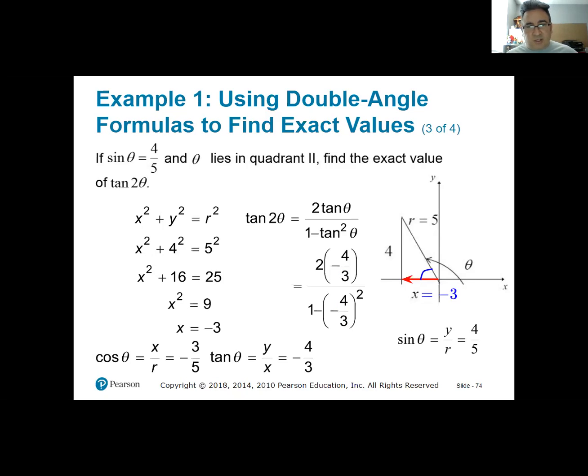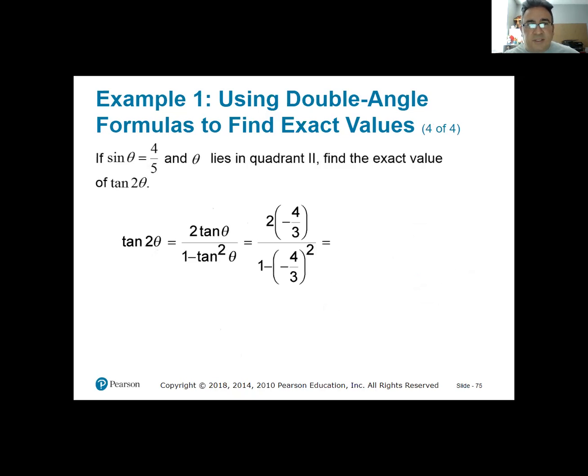And from here, it should be just a matter of dealing with the complex fraction, right? Simplifying this craziness. So crazy! So what happens in the numerator here? We get negative 8 over 3. The denominator, is it going to be 1 minus or 1 plus? 1 minus. Very good. 1 minus, because that square is going to make that a positive, so we still have a minus, right? So 1 minus 16 over 9, right?